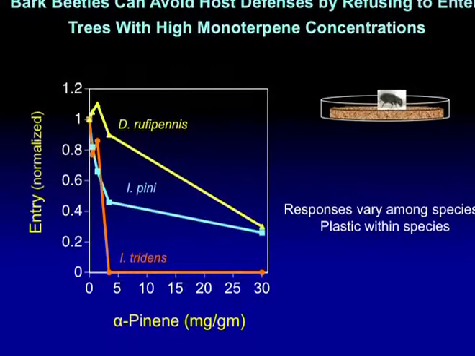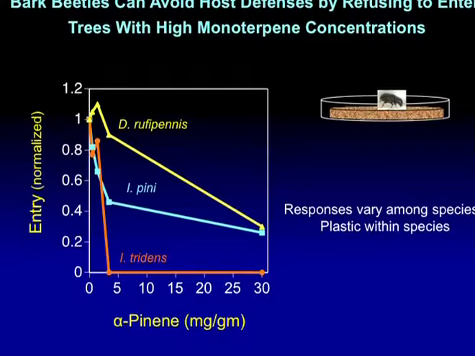Well, there's a couple ways they can do it. One is by avoiding trees that have high concentrations of defensive chemicals. And this is a little bioassay we do where we scrape the bark off the tree and flash off all of the chemicals in it, and then we mix it with agar and water. We nickname it log jam. And then we put the beetle in there, and it can decide whether or not to enter. We basically ask the beetle, do you feel lucky today? And it can decide to go in or not.